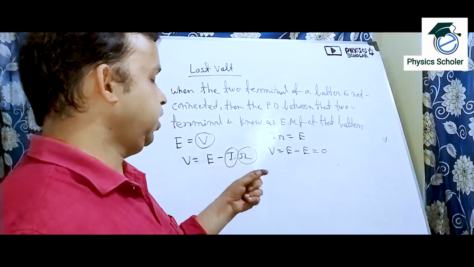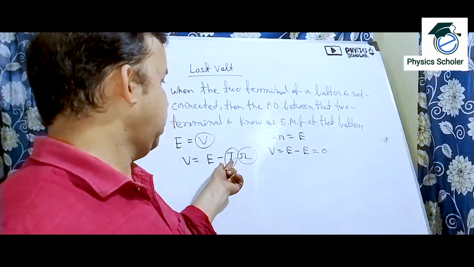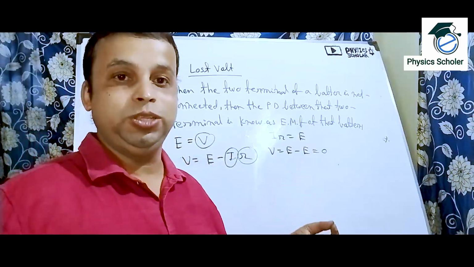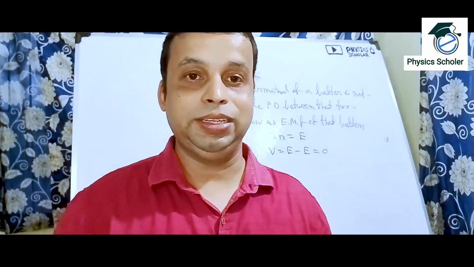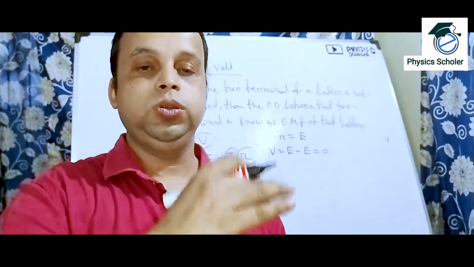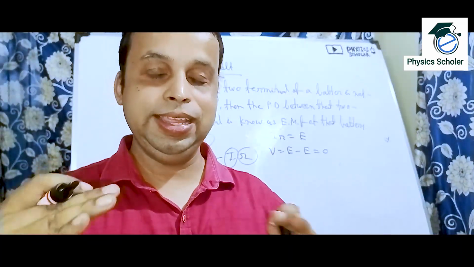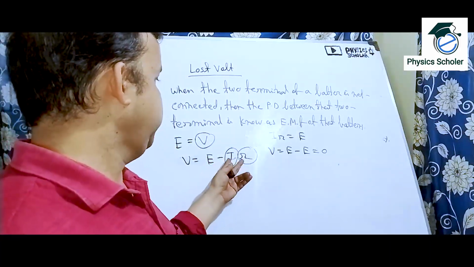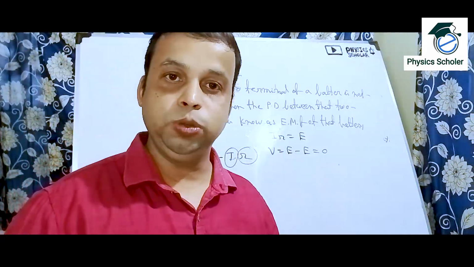So if a huge amount of current is drawn, one time will come when this value will be equal to this value. That means the potential difference will be 0. Clear? So that means there is a limit for a battery to supply current. The battery cannot supply a huge amount of current; there is an upper limit. Otherwise the EMF will be equal to I into r, and the outer potential difference will be 0.